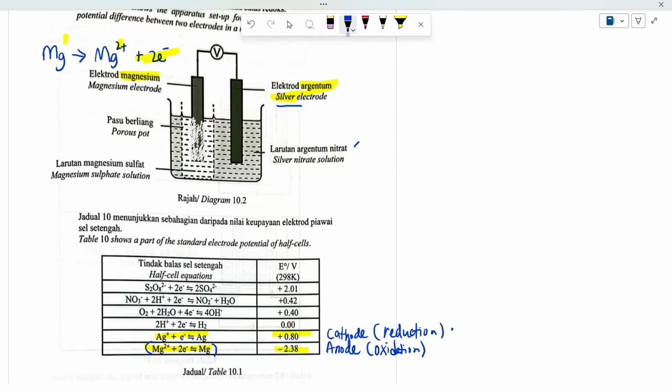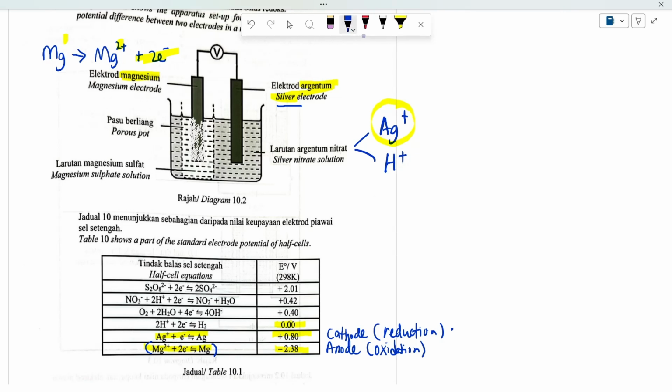So we focus on what ions? In here we don't focus on the Mg ions. We'll focus on the Ag ions. So we have silver ions. We have hydrogen ions. So which one will be discharged? So we check the silver, the more positive one. We'll choose the more positive. So silver is more positive. This one is 0.